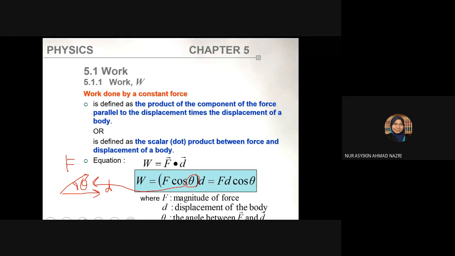So in order to make D parallel to F ataupun F brought to D, we get this equation F cos theta times D, ataupun mungkin kalau terbalik pun boleh, D cos theta times F. Vice versa lah. Tak kisahlah, salah satu ya. So it's a scalar quantity, so the unit is joule.